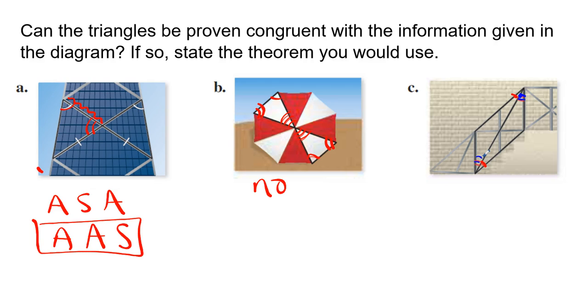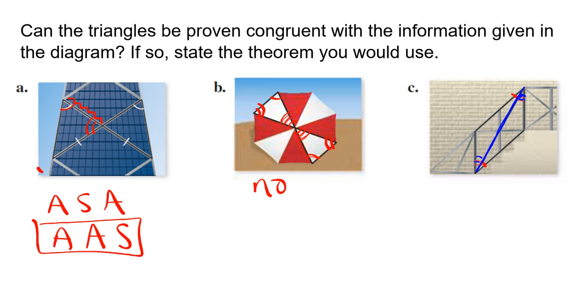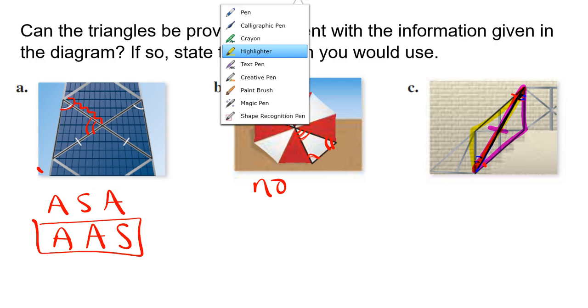None of them are marked congruent. So we want to look for something like the reflexive property. Do they share a side? And if you look right here, both triangles seem to have this side in common. And one way you can test that is to grab your highlighter and to outline the two triangles that you're talking about. We have this triangle, and then we have this triangle. If you go over that same line again, you're going to be able to use that reflexive property to say that side is congruent to itself.